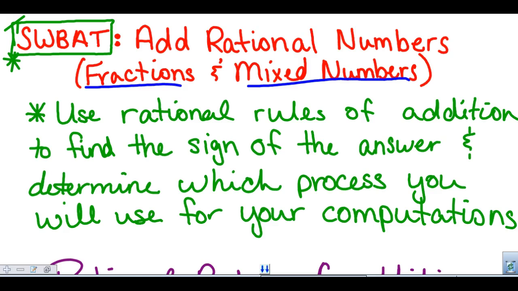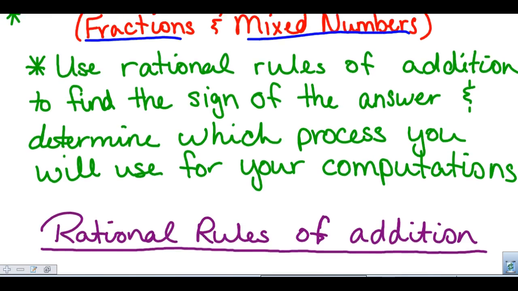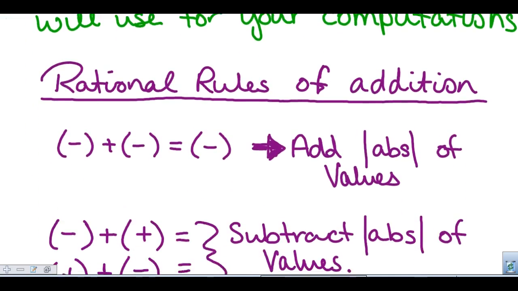By the end of this video, students will be able to add rational numbers, focusing on fractions and mixed numbers. In order to add fractions or mixed numbers, both positive and negative, we're going to use the rational rules of addition. That's going to help us find out the sign of our answer and determine what process we'll use in the computations. You may also have heard these as the integer rules.